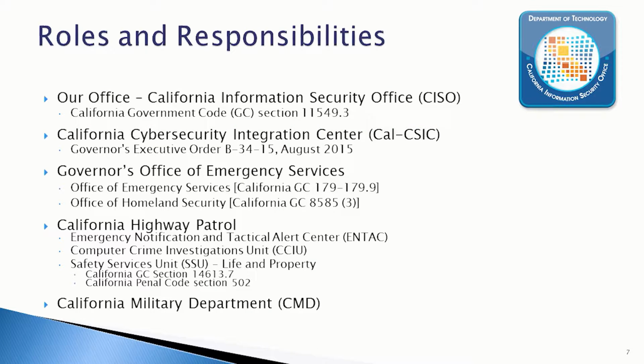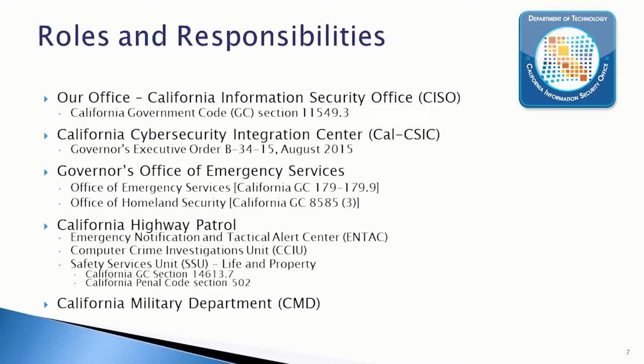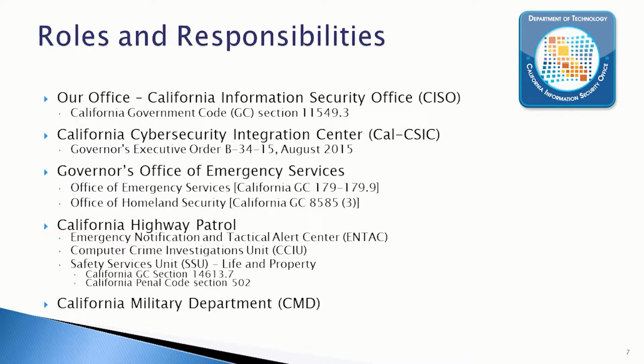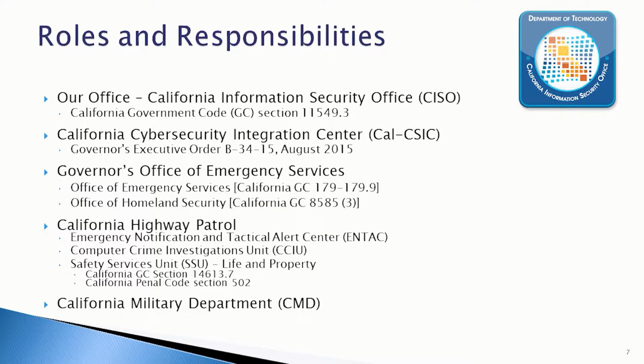There's also what's termed as Cal-CSIRS, which is the California Cybersecurity Integration Center. Right now that's housed out of the California Office of Emergency Services, and that was put together in August of 2015. The Cybersecurity Integration Center coordinates with the different departments, including CHP and the California Military Department, on any major cybersecurity incidents which attack or have encroached on any of the department networks, as well as city and local county governments.